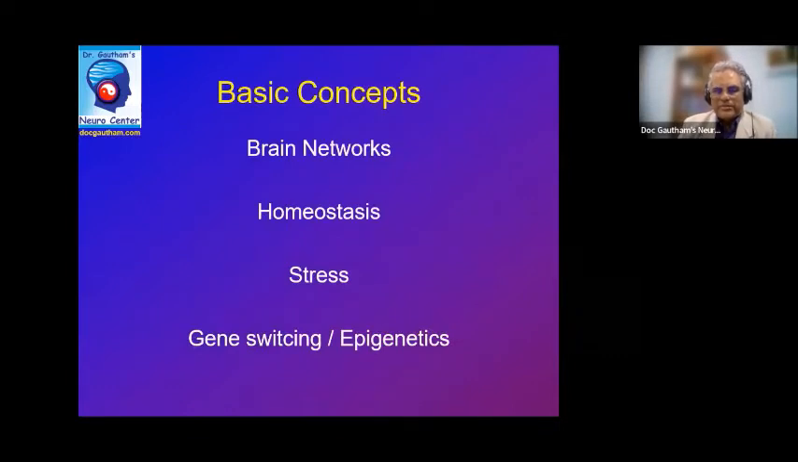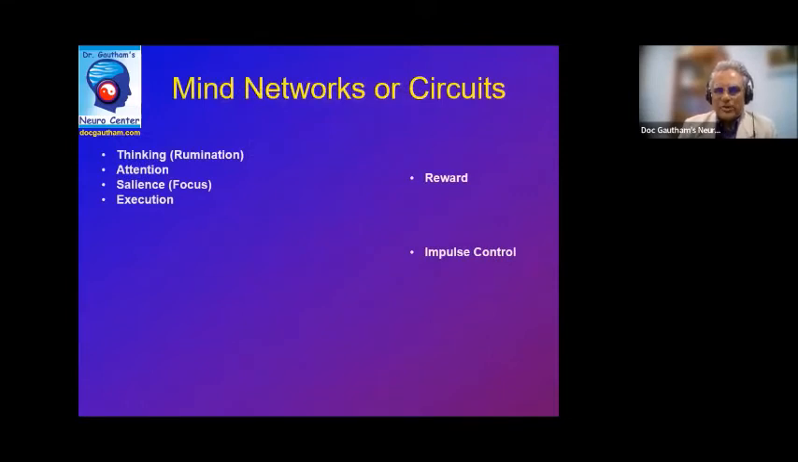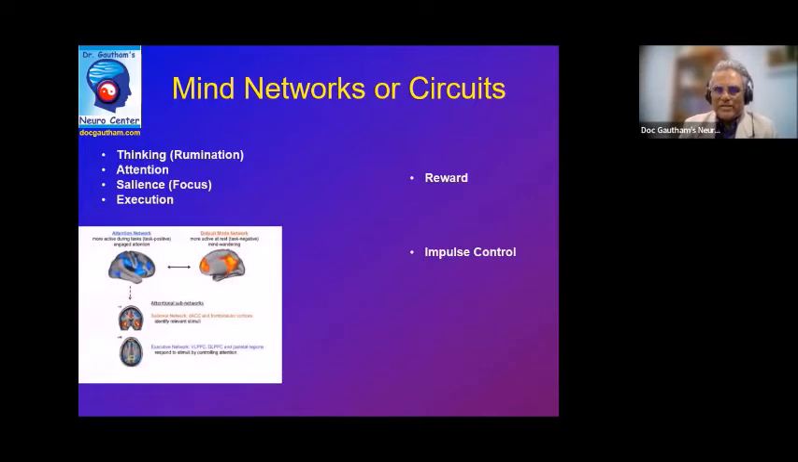So before we can understand depression, we need to understand some basic concepts of the brain. These include brain networks, homeostasis, stress, and gene switching or epigenetics. The brain has various networks, as I talked to you in the previous session. Some of these networks include networks for thinking, attention, focusing, and execution. Whenever you want to do something, you first have to think about it, then attend to it, then focus on the task, and then carry it out. These networks all work together.